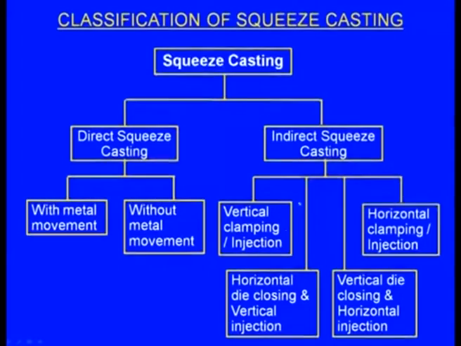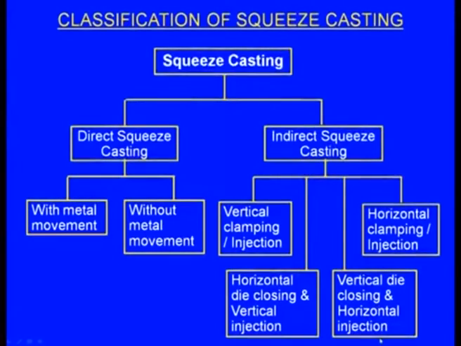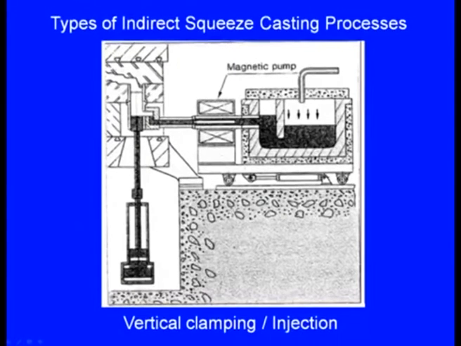Now, let us concentrate on the indirect squeeze casting process. In the indirect squeeze casting process there are four types: vertical clamping and vertical injection, horizontal die closing and vertical injection, third, vertical die closing and horizontal injection, and fourth, horizontal clamping and horizontal injection. Now, this is the vertical clamping and vertical injection.